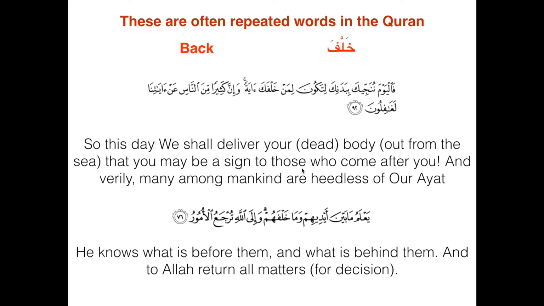Okay, so it's as if they will come after you, and this body of Fir'aun will be a sign for them. And we know this, that for those who don't know, the body of the Pharaoh has been preserved, and they found it some decades ago, or probably a century or two ago, and it's preserved in Egypt. Allah subhanahu wa ta'ala says over here, 1400 years ago, before they even found the body, that we shall deliver your dead body, and that you may be a sign for those who come after you. So we will preserve your dead body so that you can be a sign for those who come after you.